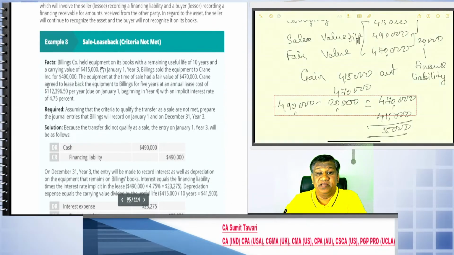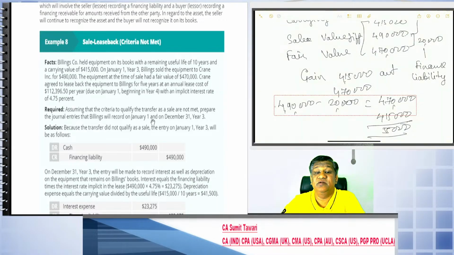So, Billing Company held equipment on its books with a remaining useful life of 10 years and the carrying amount is 415,000. On January 1, year 3, Billing sold the equipment to Crane for 490,000. The equipment at the time of sale had a fair value of 470,000. So, Crane agreed to lease back the equipment to Billing for 5 years at an annual lease cost of 112,396.5, which included the interest rate of 4.75.